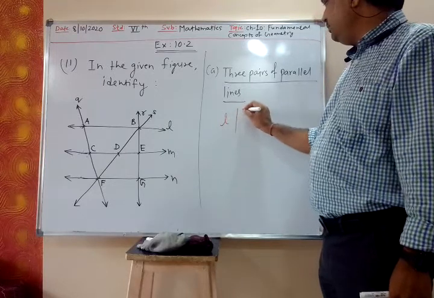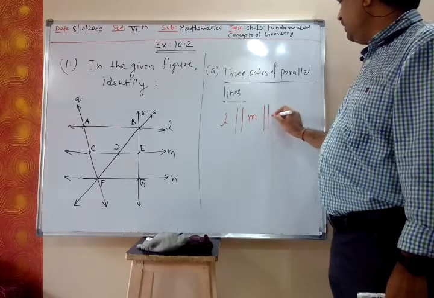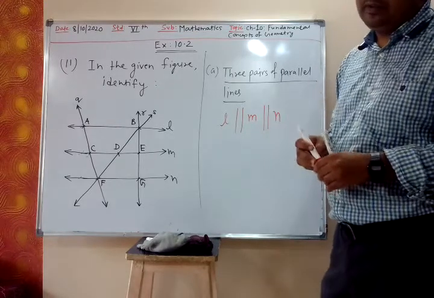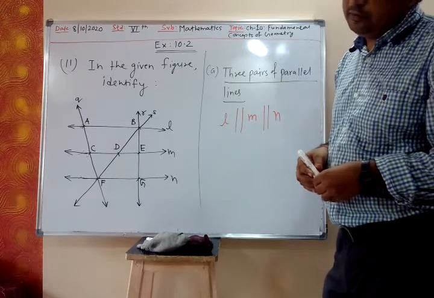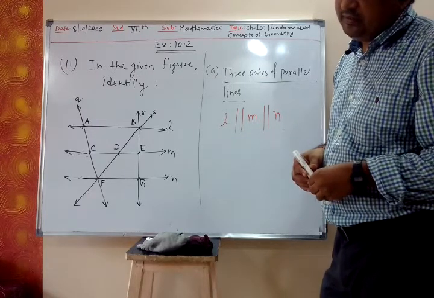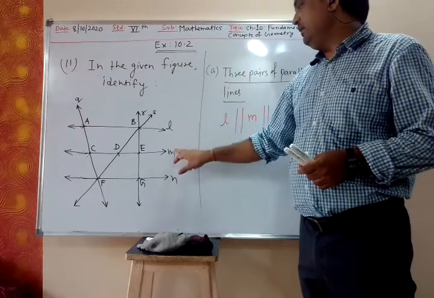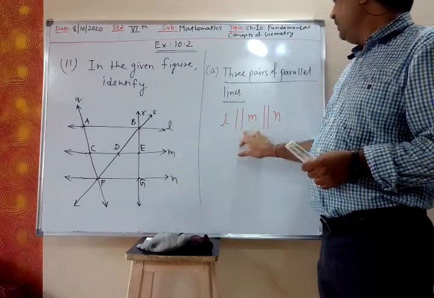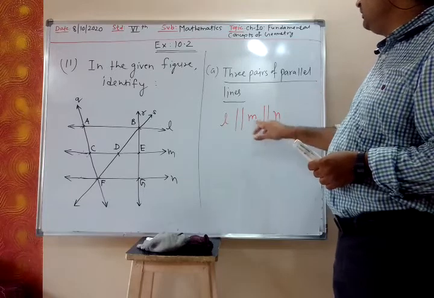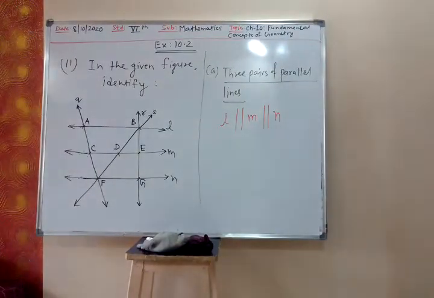For parallel we use 2 vertical lines. So L is parallel to M. Underline this. And M is parallel to N. Clear? So 3 parallel lines means line L is parallel to line M, M is parallel to N. Parallel means the symbol is 2 vertical lines. It denotes the symbol parallel.